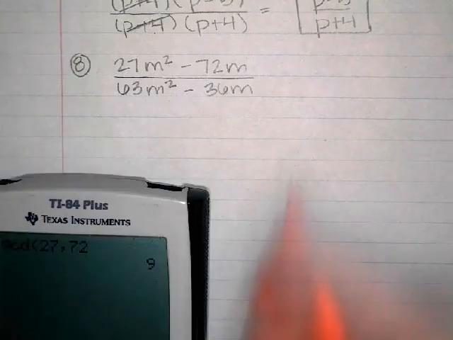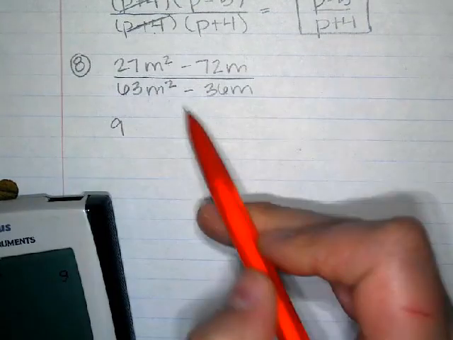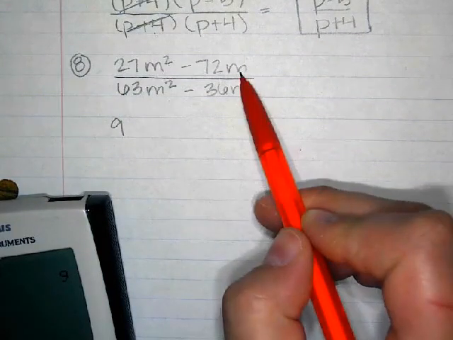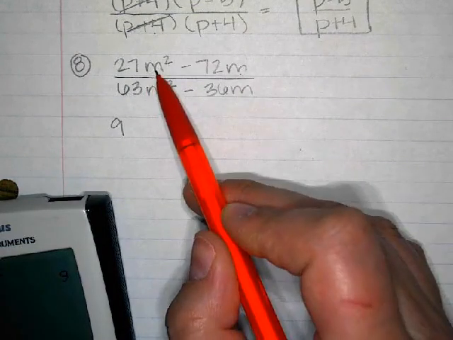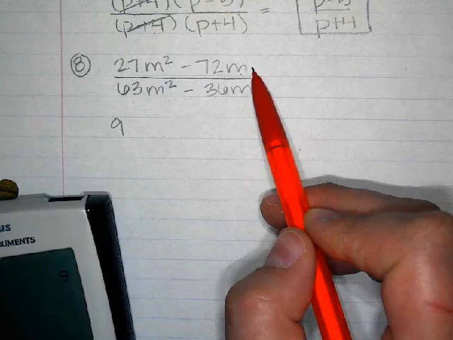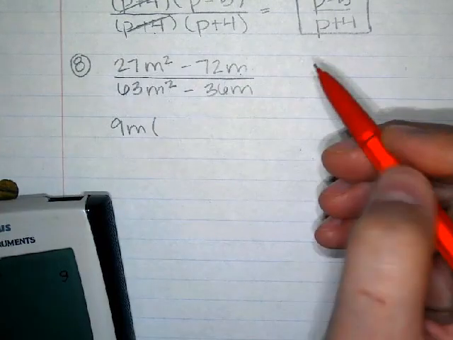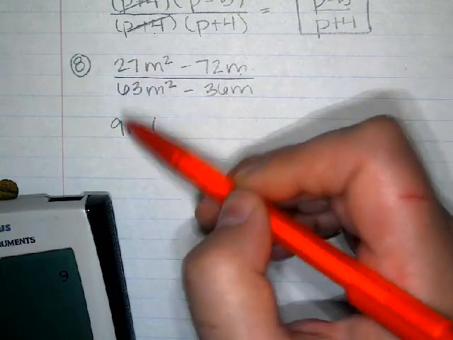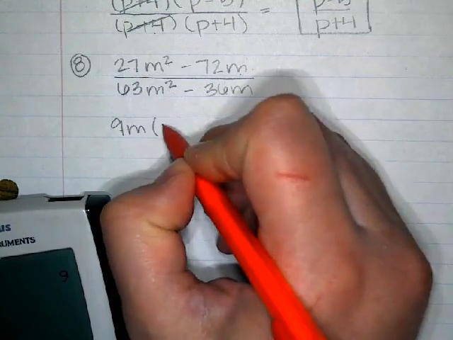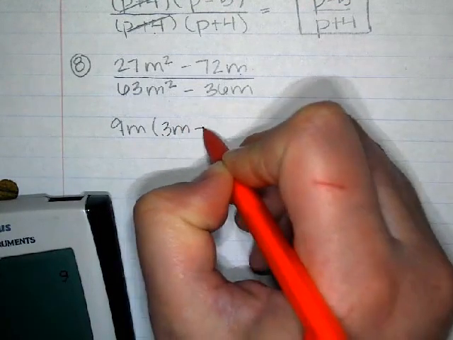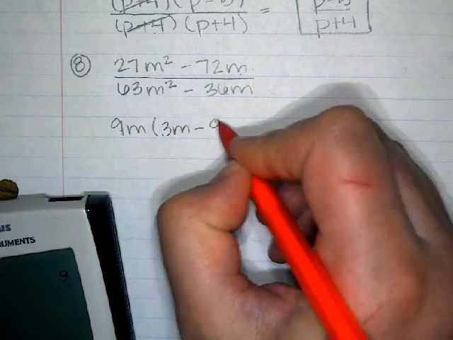And then what about the m squared and the m? What can I take out between the m squared and the m? Just one m. Whatever's smaller, that's what I can take out. Okay, so 27 divided by 9 is 3m, minus 72 divided by 9 is 8. And we already took out the m, so that's gone. Okay?